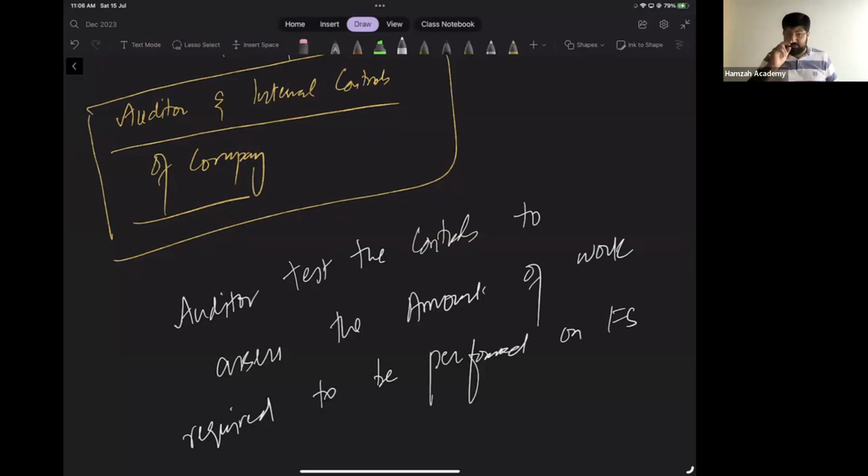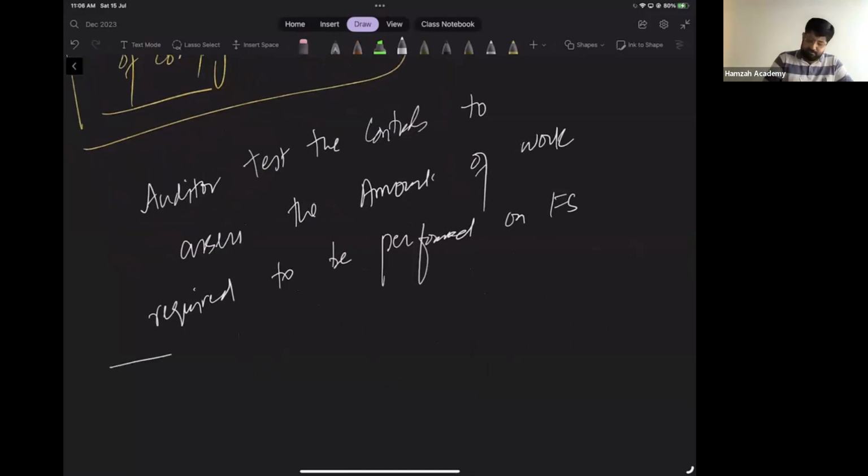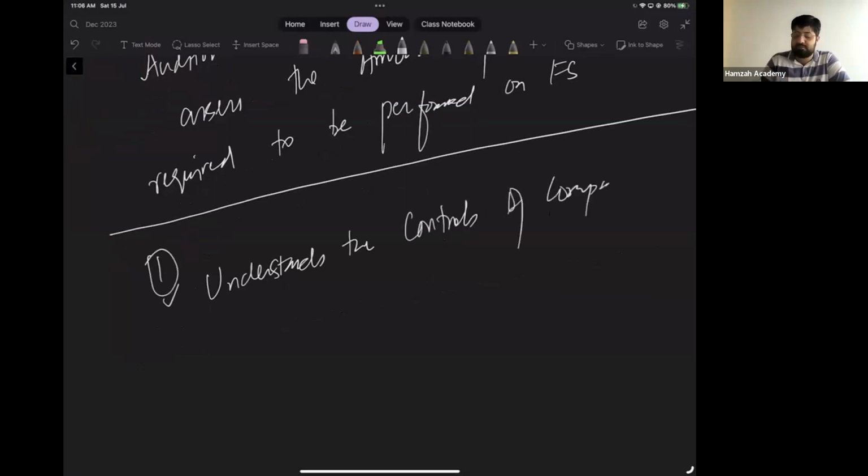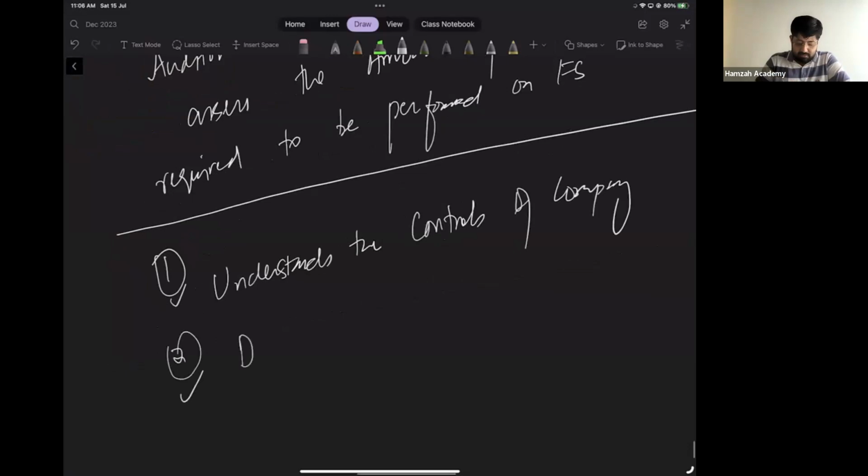Next, note down this point. This is the purpose of testing the controls. Second point: what are the steps involved? Because the purpose is to report on financial statements. Number one, the auditor comes to the company. Step one, the auditor understands the controls of the company. Second, document the controls.